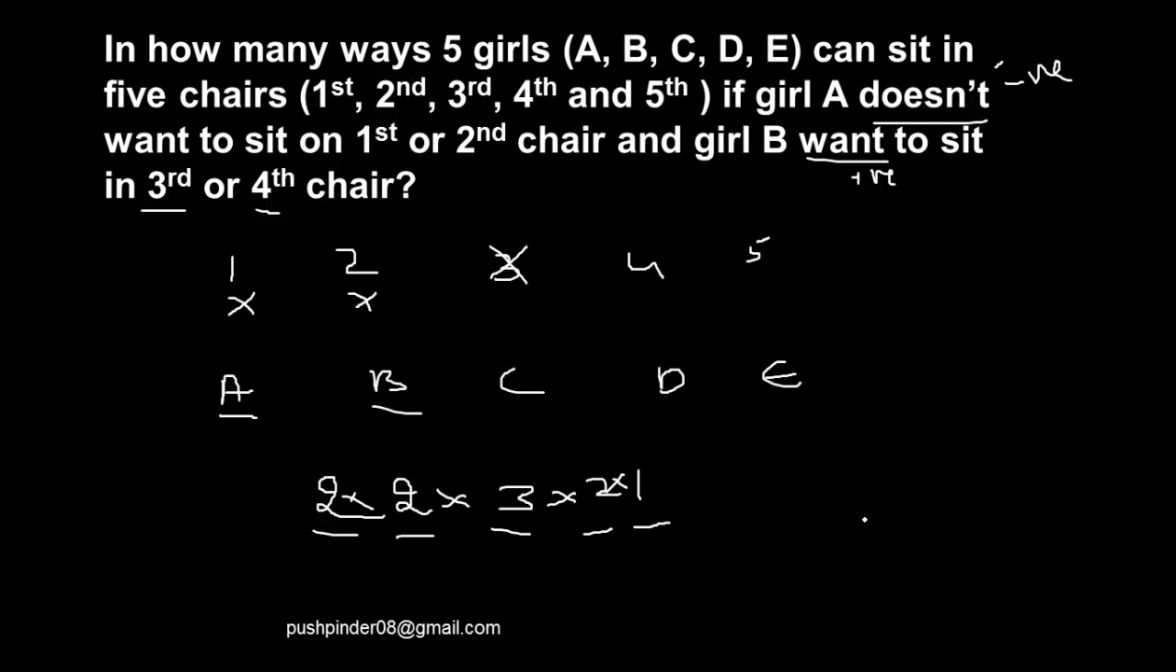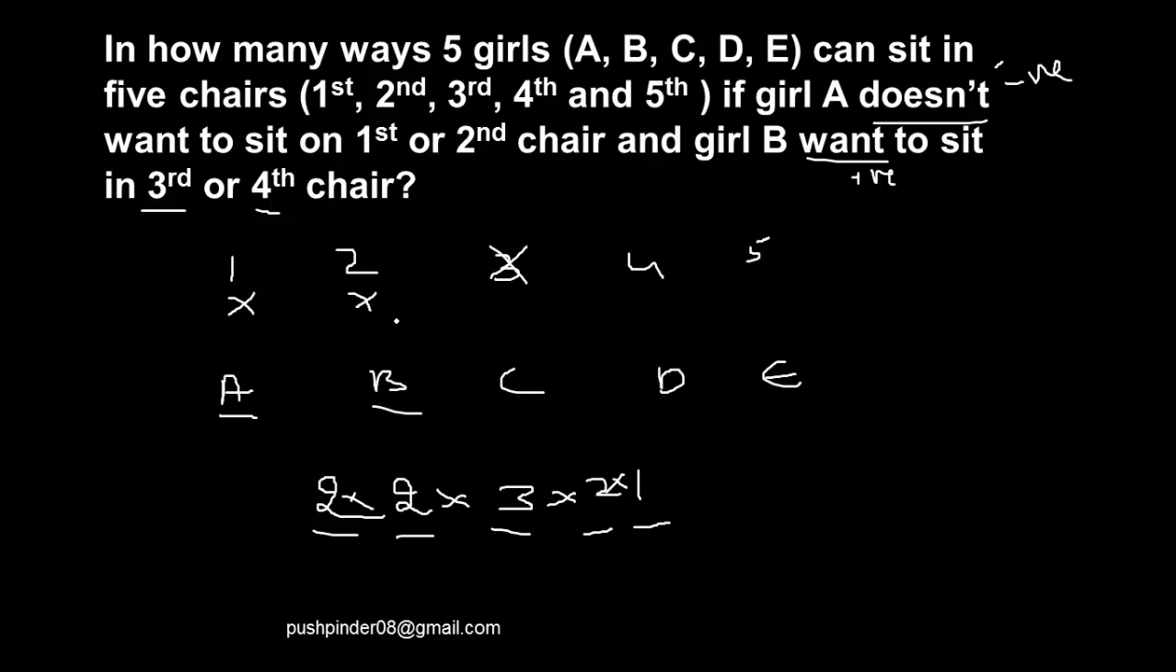So I hope everyone is understanding what I'm trying to do here. Let me just take a quick recap. There are 5 chairs, 5 girls, right? So first we satisfy the positive condition. Girl B wants to sit on third or fourth chair. So let her sit there, make her happy. We give her a choice, third or fourth, 2 ways to do that. She sits on the third.